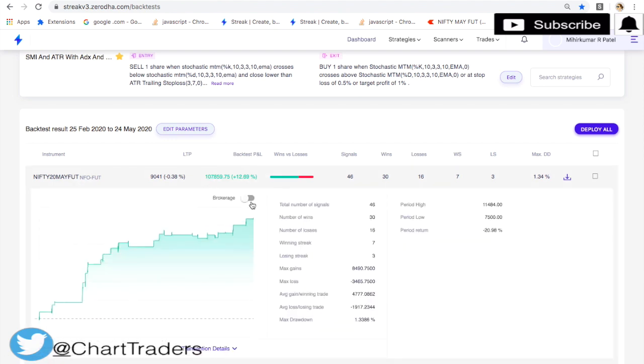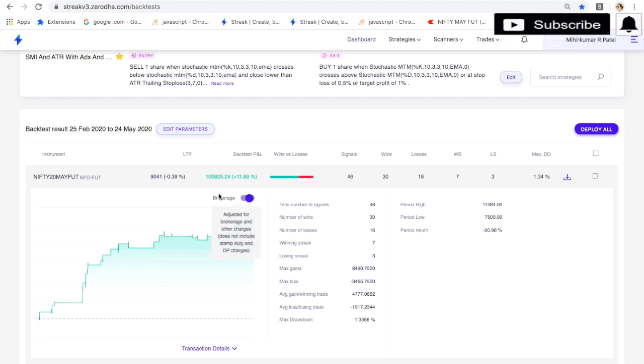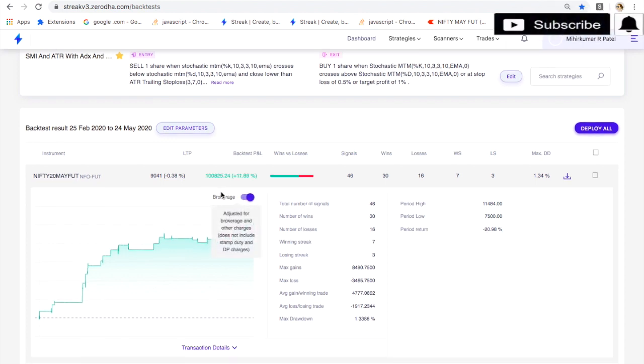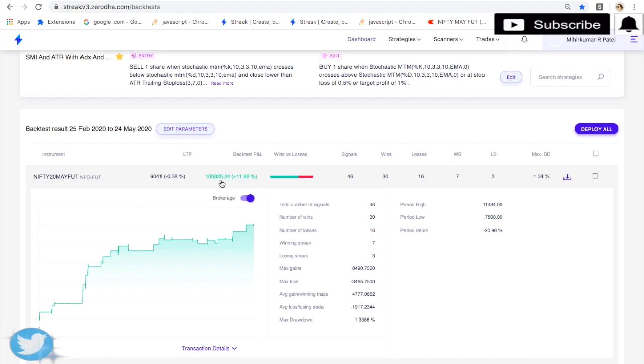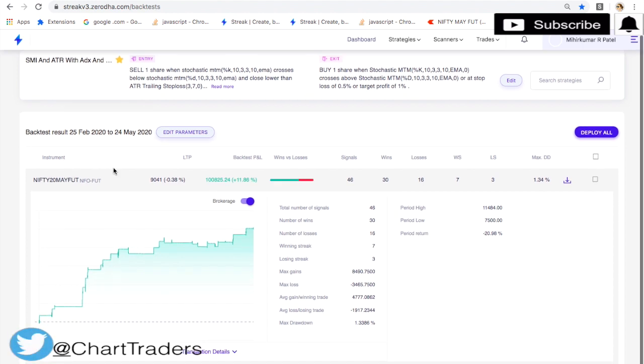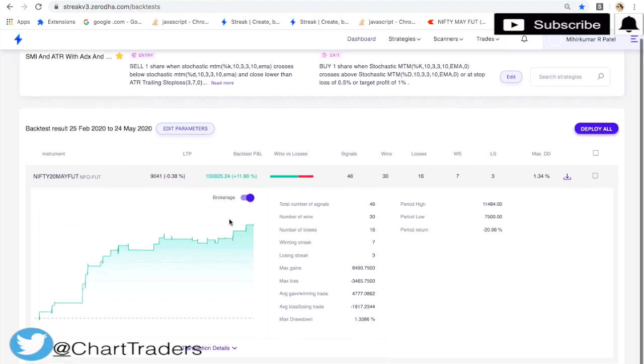Now we can see here 46 signals are generated in 3 months, very few compared to other trading setups. 30 wins, so we can say it is 60 to 61 percent accuracy, and the profit is around 1 lakh. If you remove the brokerage, then profit is 1 lakh 8,000. Sorry, 1 lakh 1,000, so around 825. Even your account does not go on the lower side. It might be possible that the last 3 months had a selling trend, that's why, but it's good.